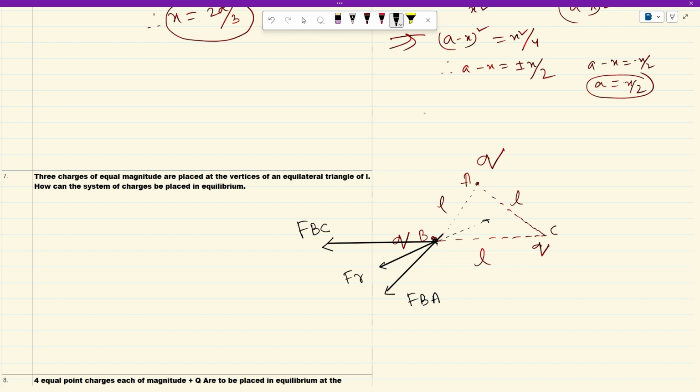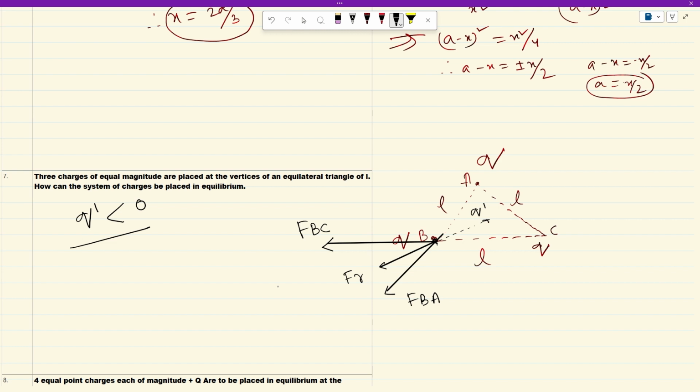If I keep a charge there, say Q dash, then Q dash must be negative. If Q dash is less than 0, then equilibrium is possible. Because this situation will arise: this charge will experience a repelling force, and Q dash will attract. This one also will experience a repelling force, and Q dash will attract. So to keep the system in equilibrium, this Q dash must be less than 0.